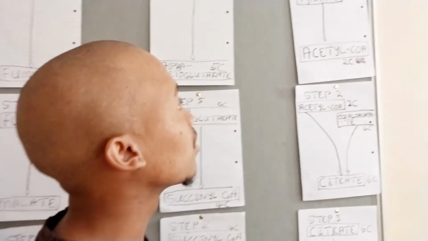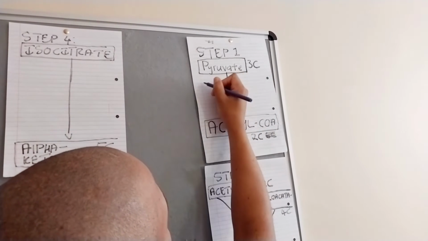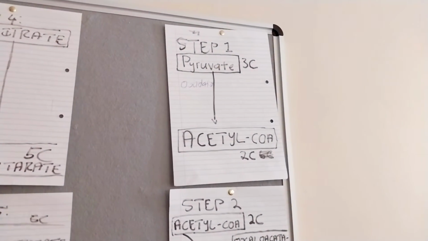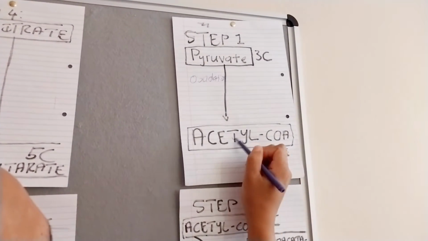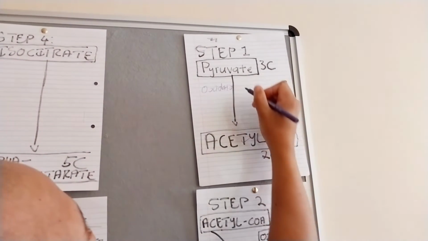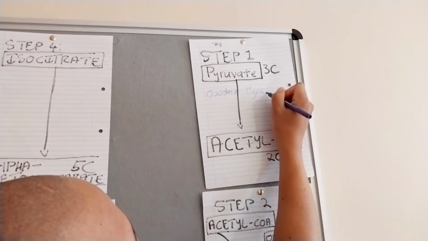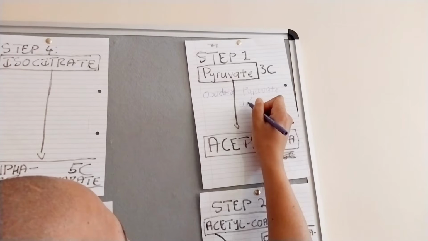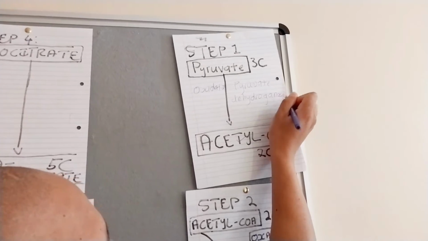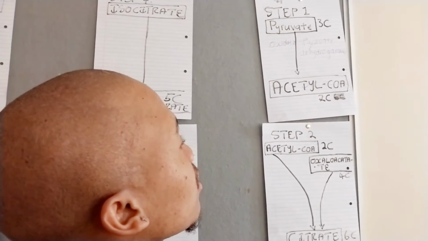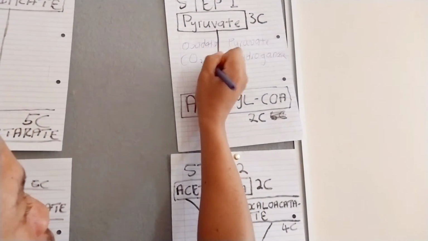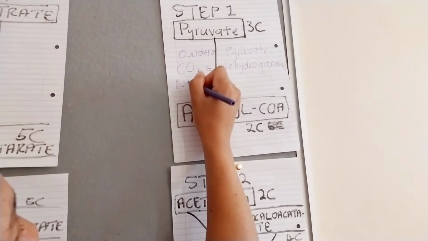Now let's start with the first step. In this first step, what occurs is oxidation, where pyruvate is oxidized into acetyl CoA. This process occurs under an enzyme called pyruvate dehydrogenase. Okay, so what do we get from this process? The things that we get from this process are CO2, and then we get NADH.